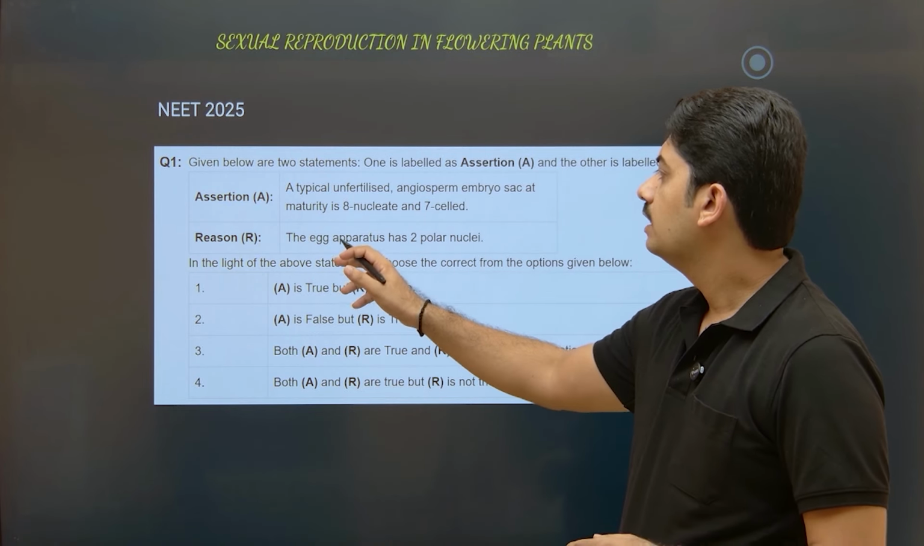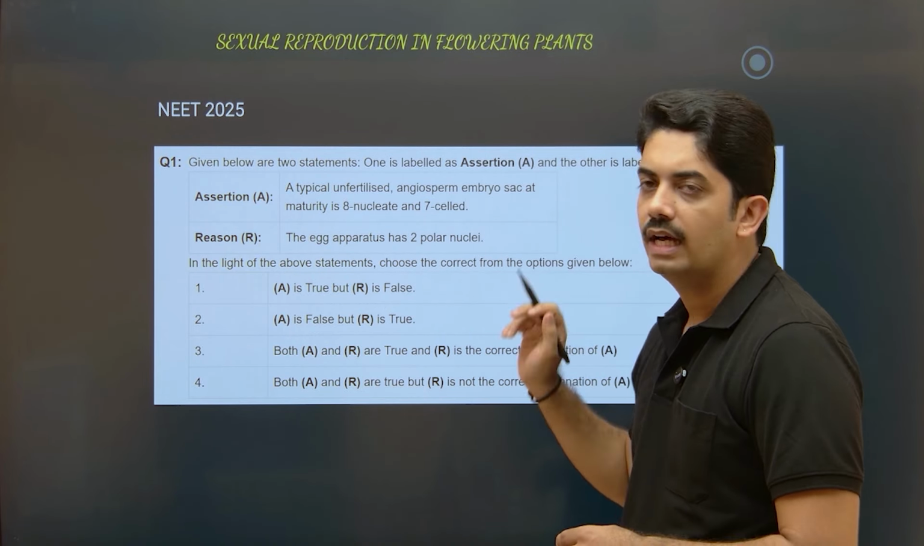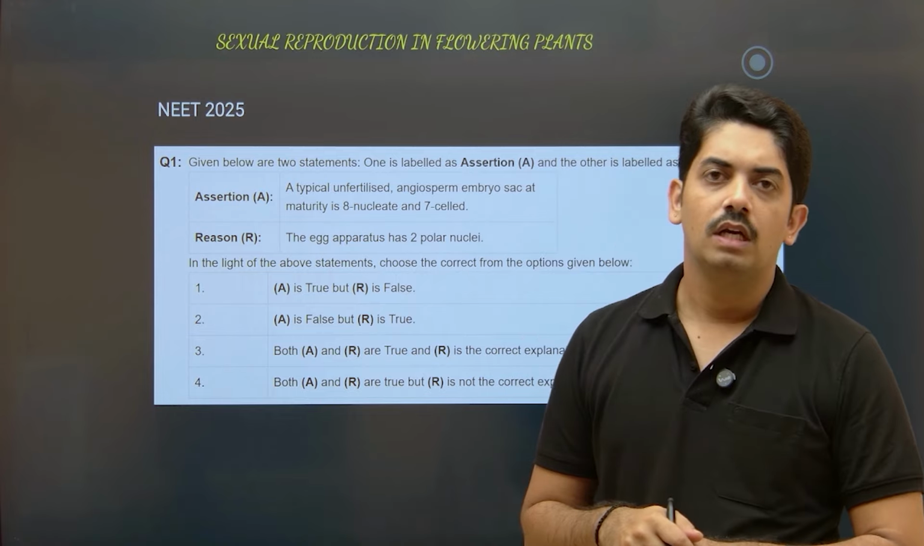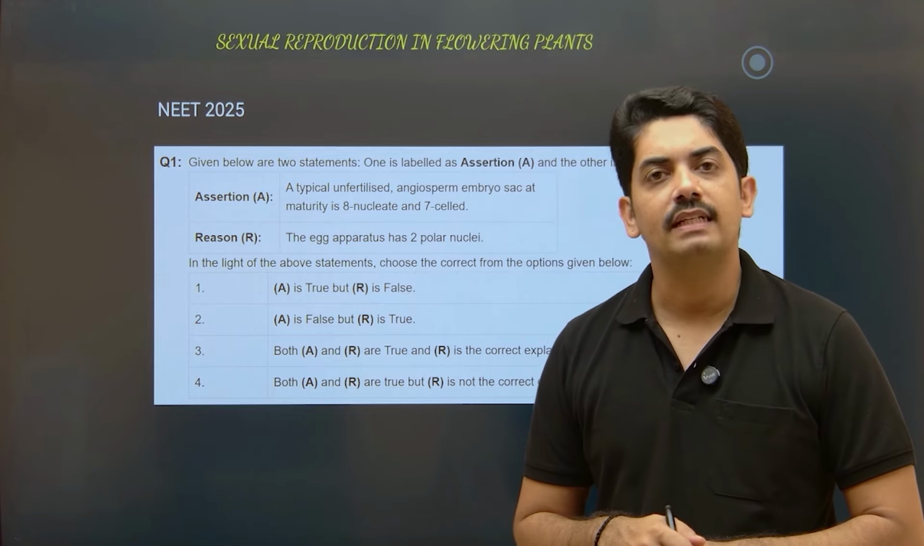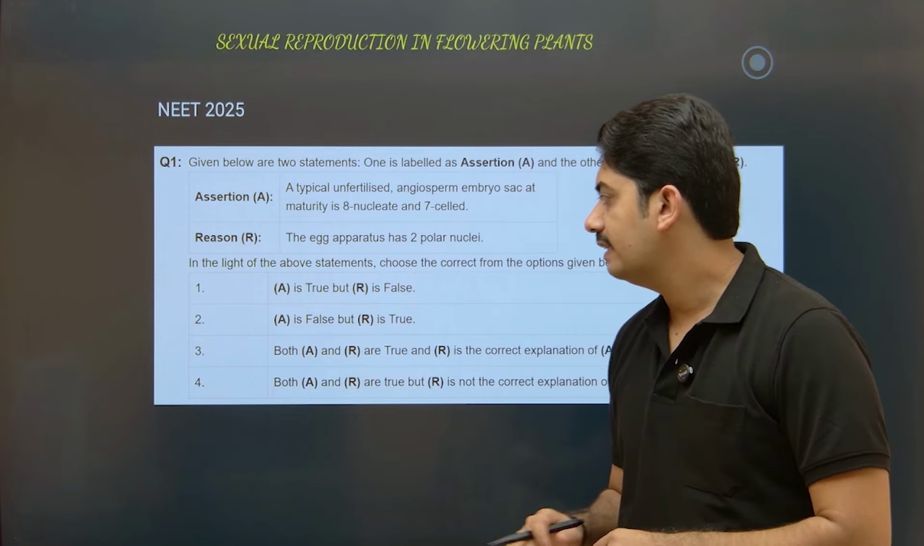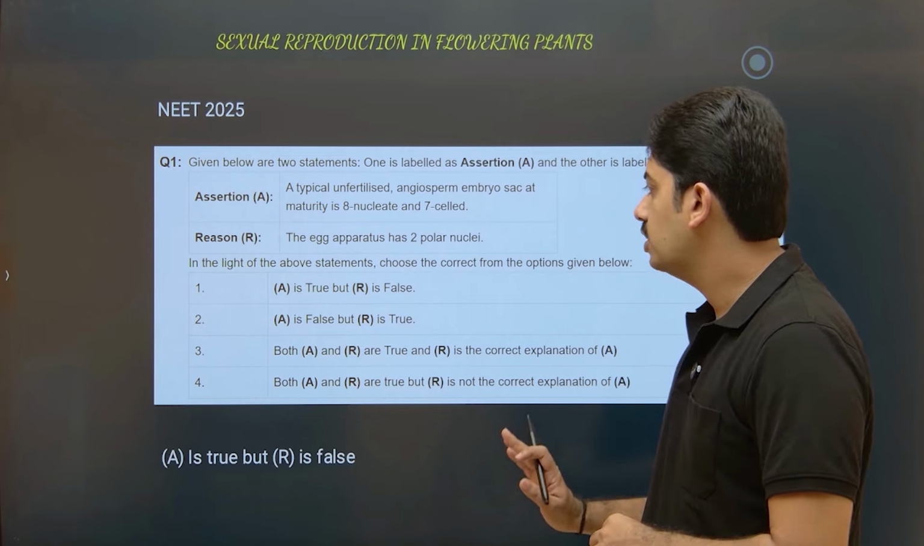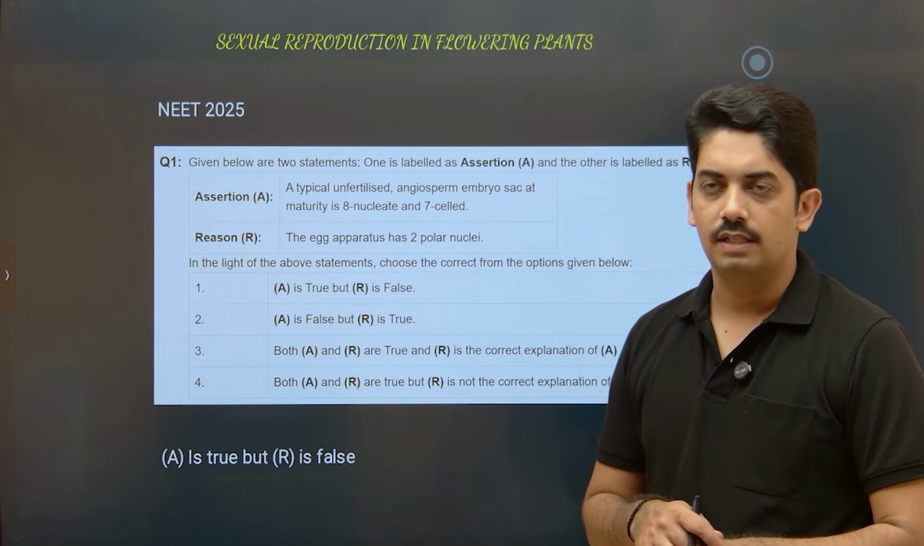Now the reason: the egg apparatus has 2 polar nuclei. This is wrong. The 2 polar nuclei are present in the central cell. That's why the answer is: assertion is true but reason is false.